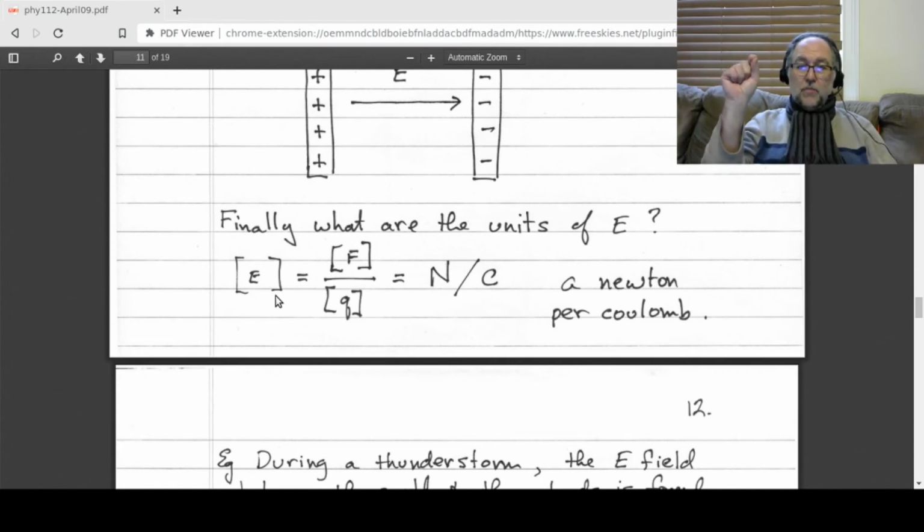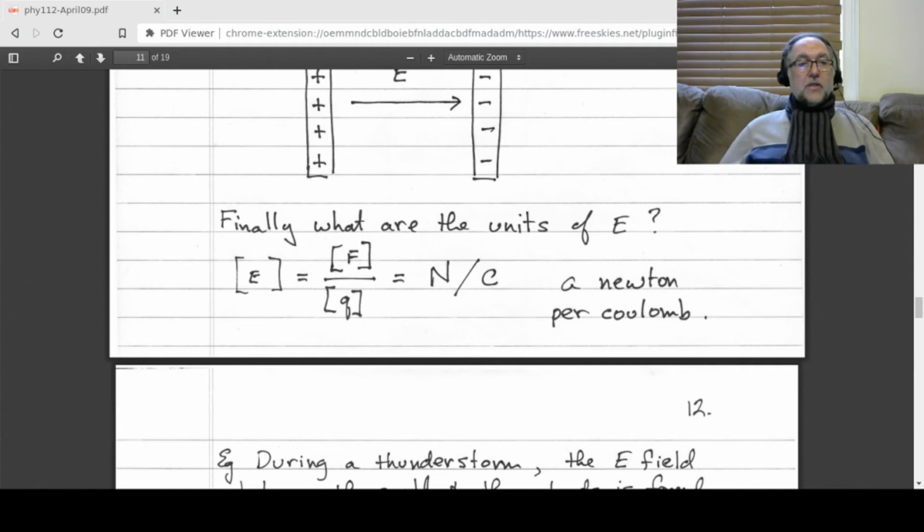So I picked this point, I put, I don't know, 3 coulombs there. How many newtons of force do I get? Say 3 newtons of force. So if I got 3 newtons of force on 3 coulombs, that's going to be 1 newton per coulomb of force for the charge that I put at that point in space.